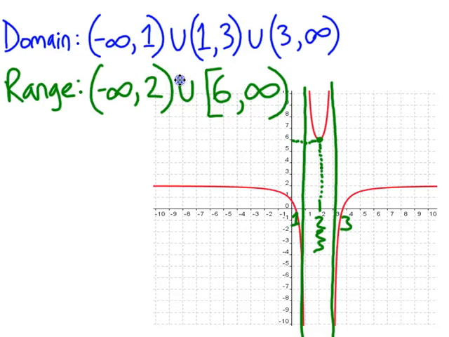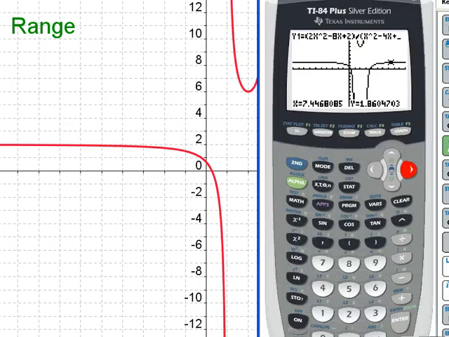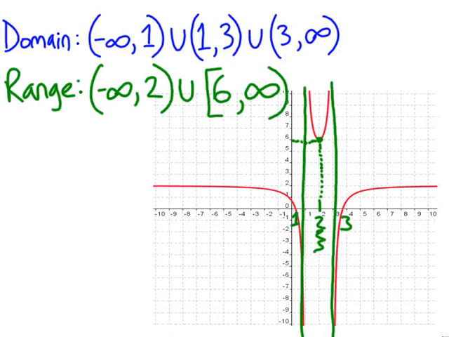Hit trace and go to 2. So trace 2, enter. And notice that that's where I see my y value of 6. That's where I pick up at a y value of 6. I'm focusing on the y value now. If I go to the right, it's growing to infinity. Or if I went from 2 and then went to the left, it's also going upward. So that confirms our range. Again, there's the domain and range of this function.